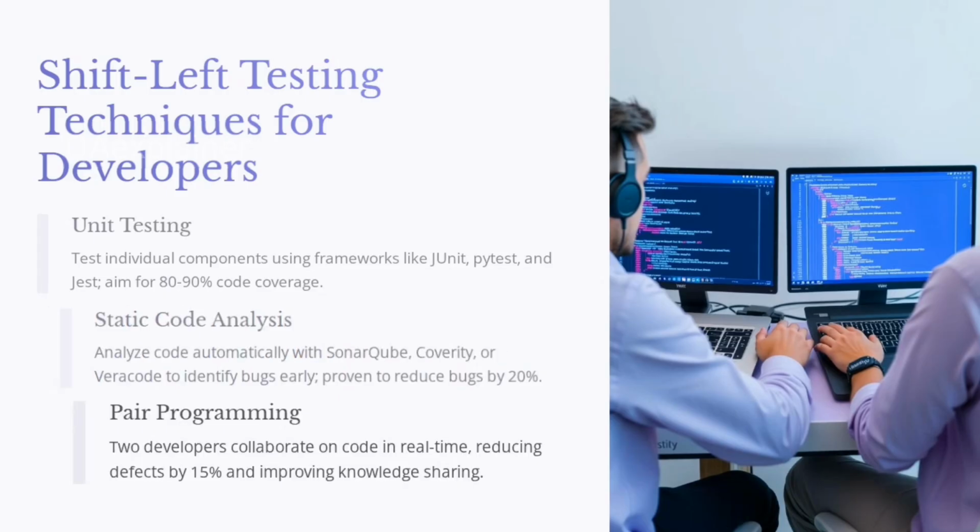Then pair programming. Sometimes two developers, sometimes developers along with testers, collaborate on the code in real time. That reduces defects by 15%, and it improves knowledge sharing between the two different people, like two developers or a developer and a tester. So that's why it is a very nice technique. These three techniques are mostly applied in shift left testing.